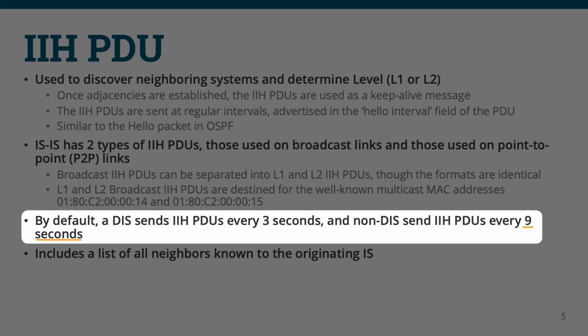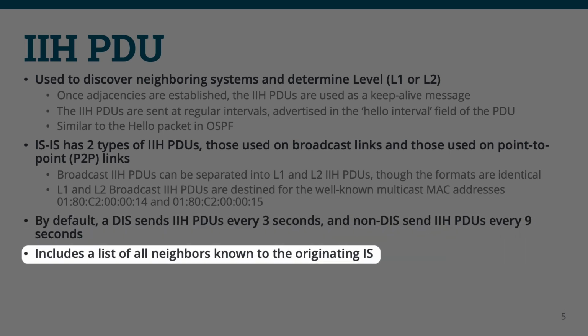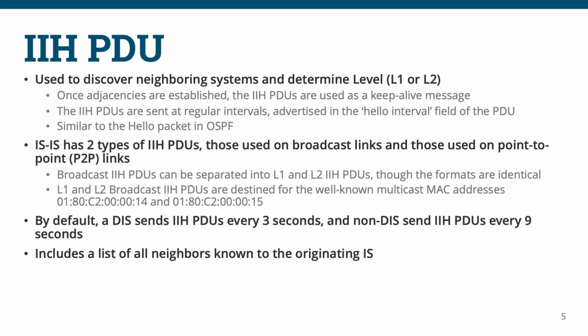Within the IIH PDU, among other information we'll review in the next slide, the originating IS includes a list of all neighbors known to the originating IS. This is how ISIS forms neighbor adjacencies, as it will look for its own identifier in the list of neighboring ISs of a received IIH PDU, to know that the neighbor router has received its own IIH PDU. Now, let's take a closer look at the fields of an IIH PDU and the information contained.